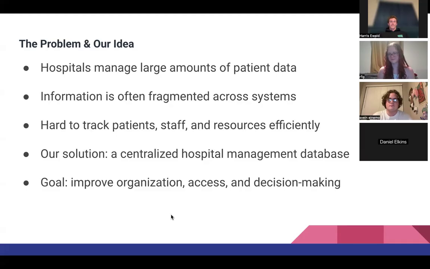Hospitals deal with a huge amount of data every day. Things like patient records, staff assignments, appointments, medications, and room availability. In many cases, this information is spread across different systems or handled inefficiently, which can lead to delays, confusion, or even mistakes. Our goal was to design a centralized database system that brings all this information together into one place. This allows hospitals to better track patients, manage staff, monitor capacity, and support decision making.